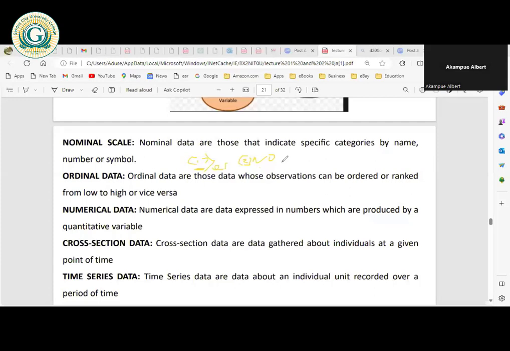On the other hand, instead of writing female and male, you can just say F, M.